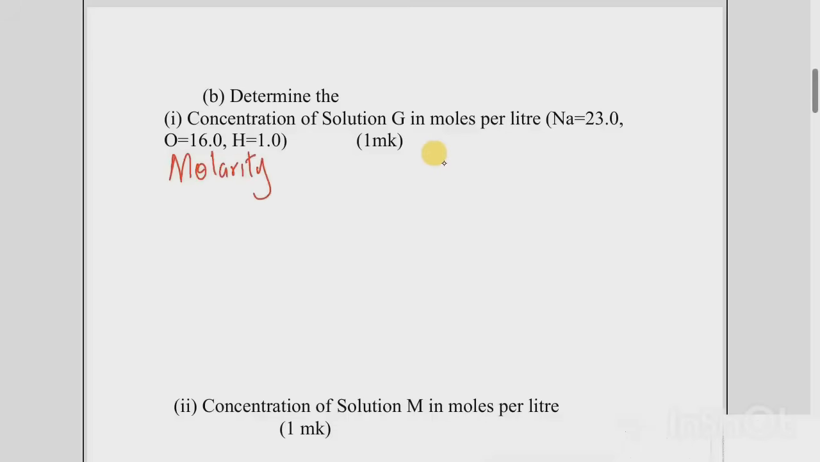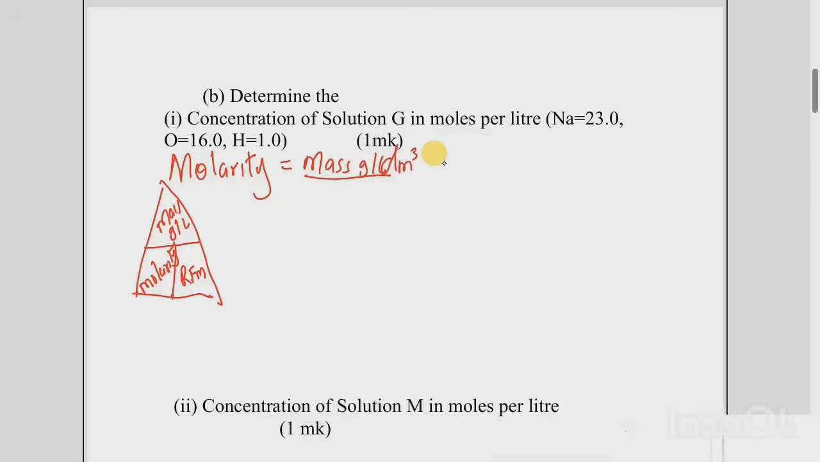So how do you calculate molarity? I'm going to give you the formula. So molarity, here we have mass in grams per liter. Grams per liter, the same as grams per decimeter cube. Then RFM. So once you have this one, then you know that molarity is equal to mass in grams per liter over RFM. Mass in grams per liter or per dm cube, whichever, per dm cube over RFM.